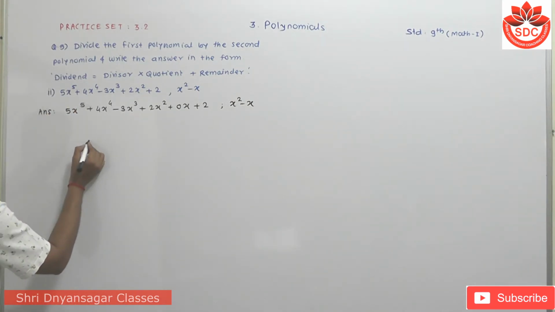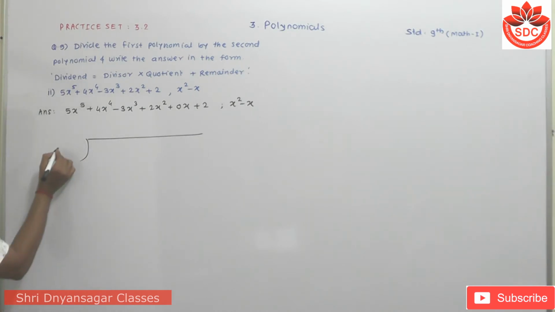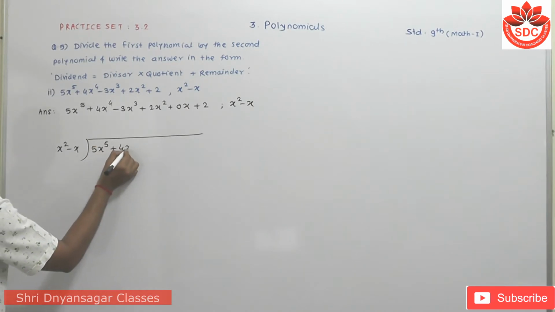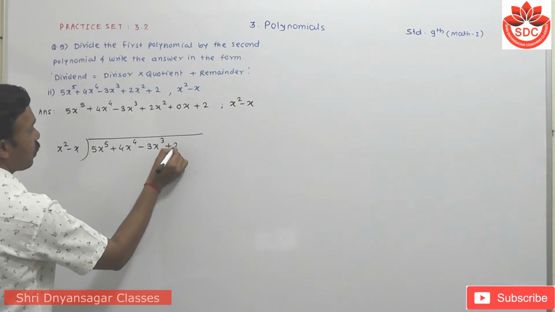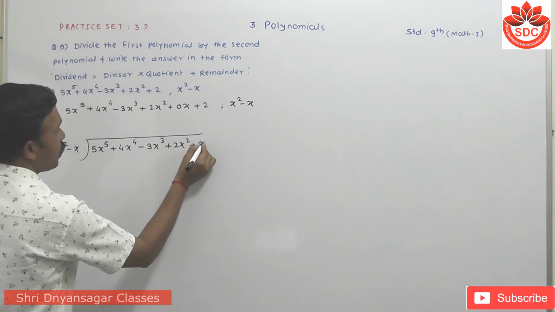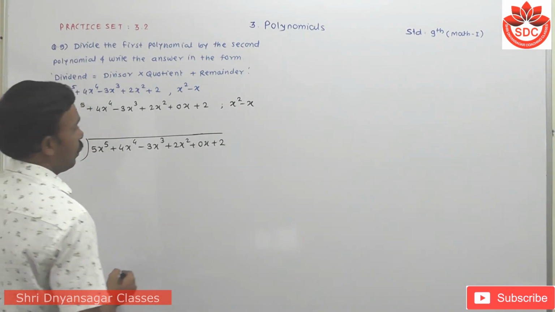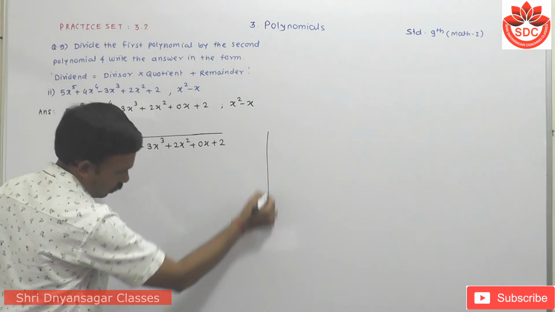So student, I have to take the division sign here. We have to divide it by x square minus x. The dividend is 5x raised to 5 plus 4x raised to 4 minus 3x cube plus twice x square plus 0x plus 2. Then look carefully, again I have to follow the same procedure.